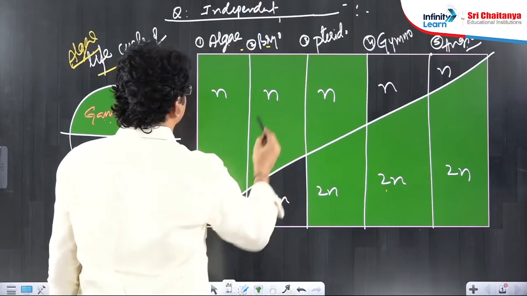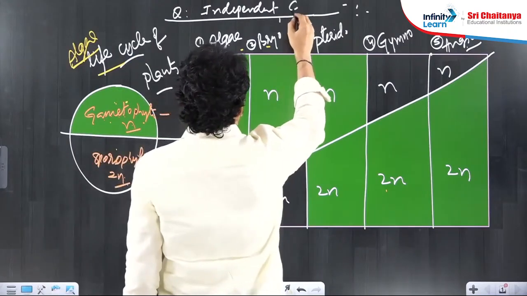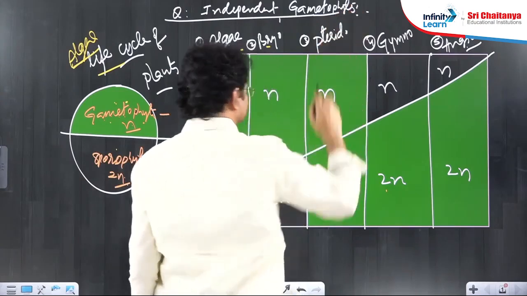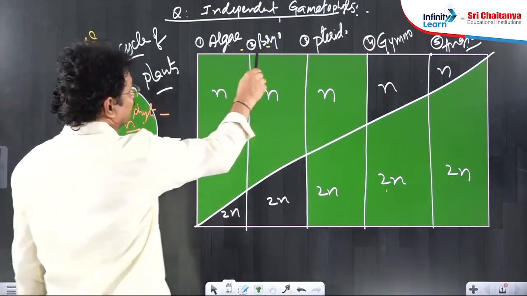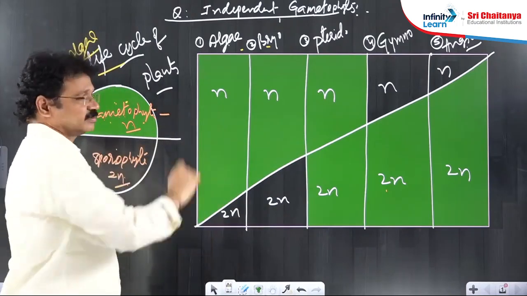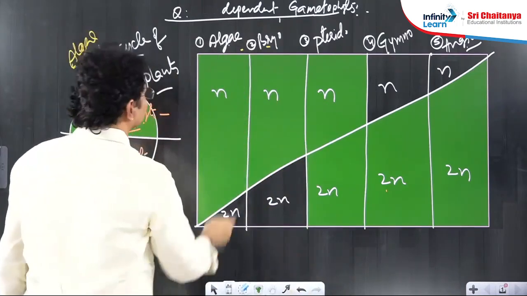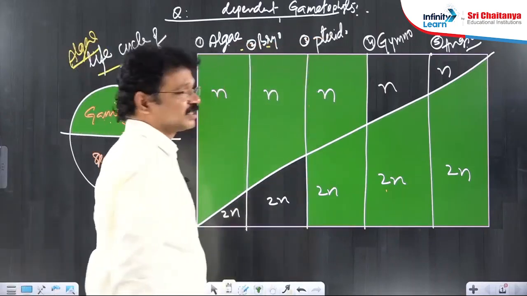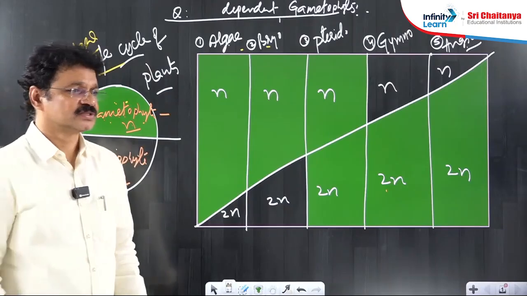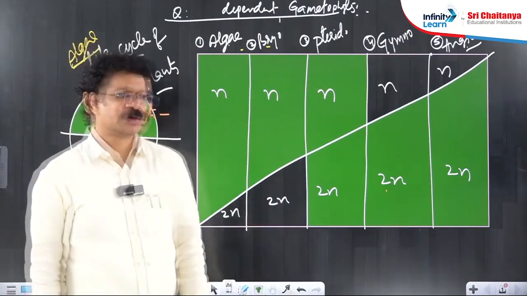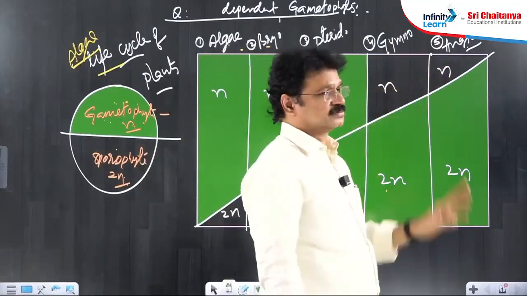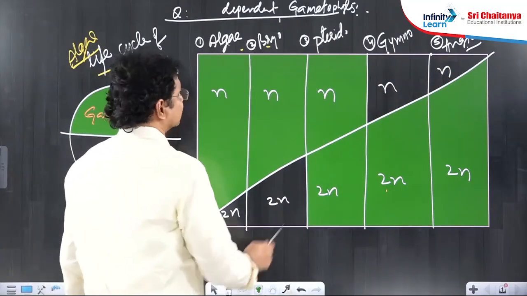Second question. Identify the plant groups in which gametophyte is independent. Independent gametophytes are found in. Yes, right answer. Algae, bryo, pterido, gametophytes are independent. Yes, 1, 2, 3 is the right answer. Next, one more question. Dependent gametophytes are found in, or non-photosynthetic gametophytes. Five options are ready. Choose options. Yes, good. 4 and 5, gymnosperms, angiosperms.